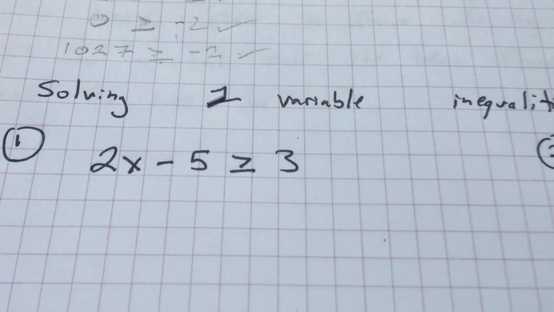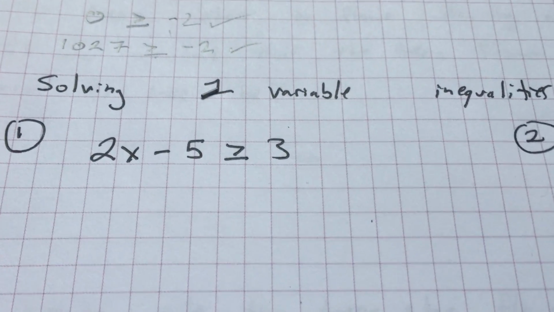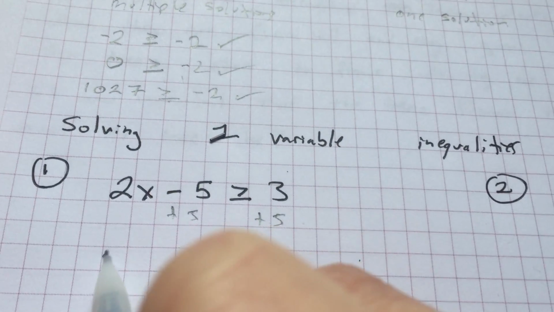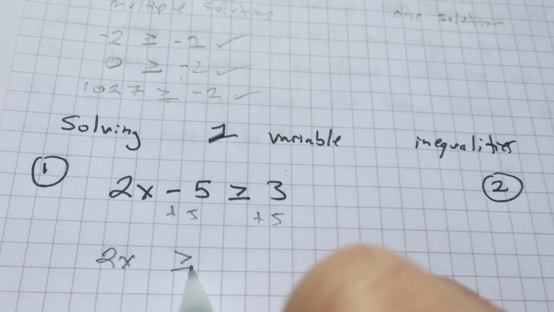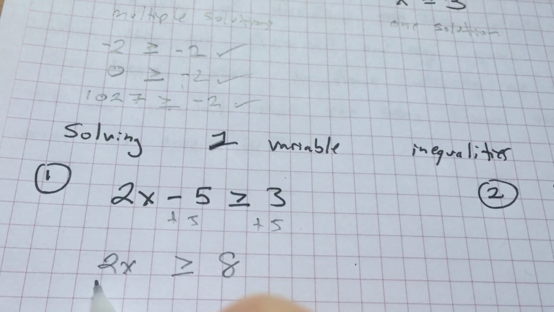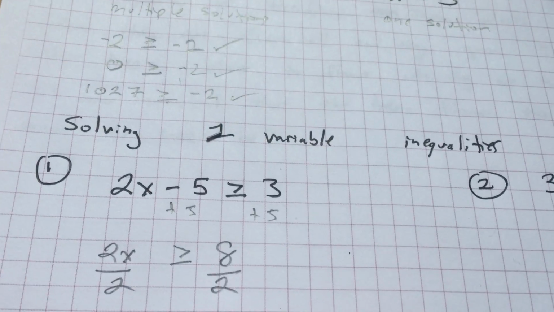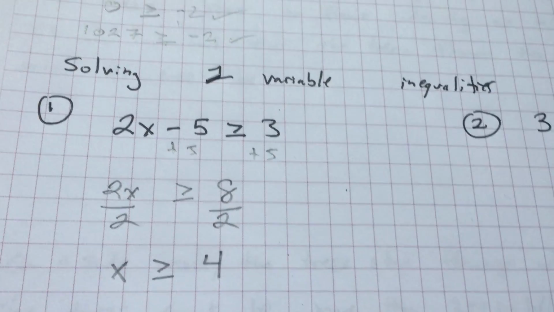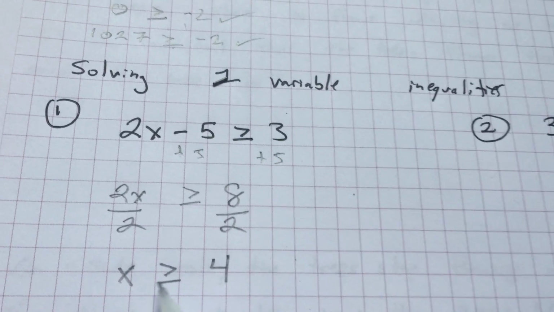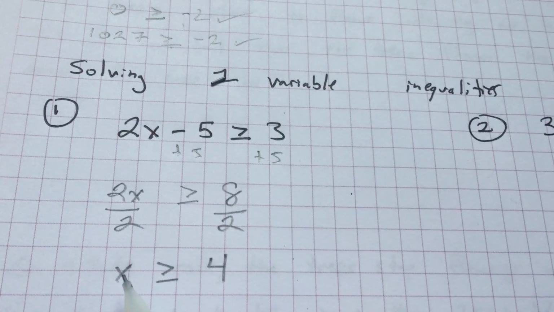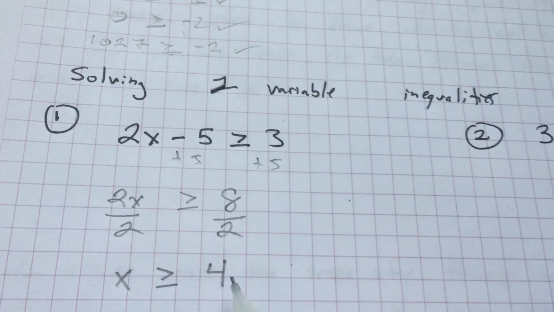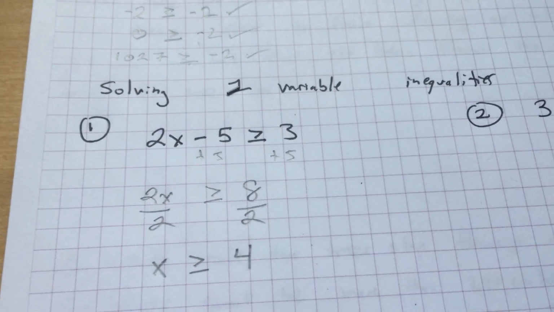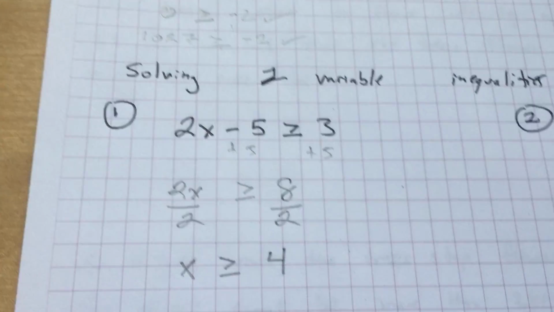So treat the inequality just like you would an equal sign. The first thing I'm going to do is add 5 to both sides. So I'm going to get 2x is greater than or equal to 8. And then I'm going to divide by 2, and I'm going to get x is greater than or equal to 4. So that is my inequality statement. Any number that is greater than or equal to the number 4, I can put into this inequality statement, and it will be a true statement.